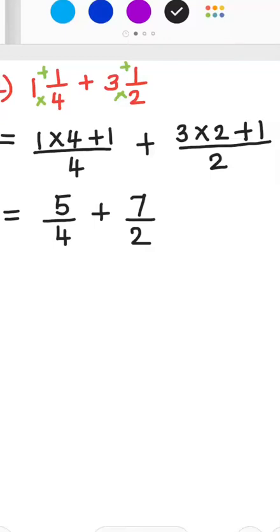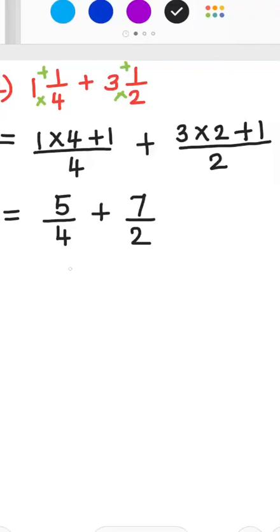Can I add them directly? No, because these are unlike fractions, that is the denominators are not equal. So while adding or subtracting, if the denominator is not equal, we cannot add the numerators or subtract the numerators. So for that we need to equalize the denominators. There are different methods, that is equalizing the denominators by finding LCM. That is one method, and what method we are going to use here is known as cross multiplication.